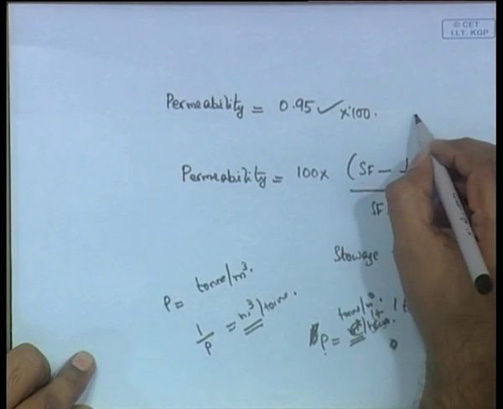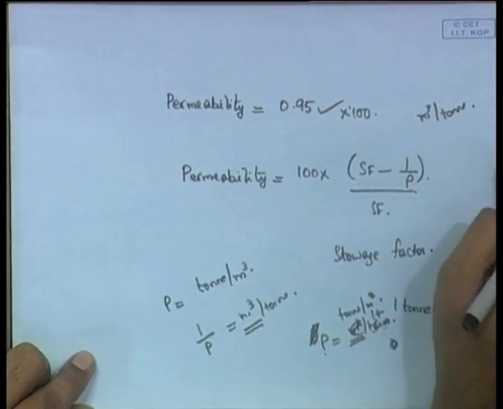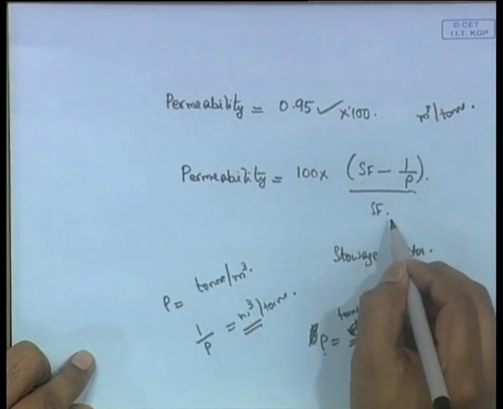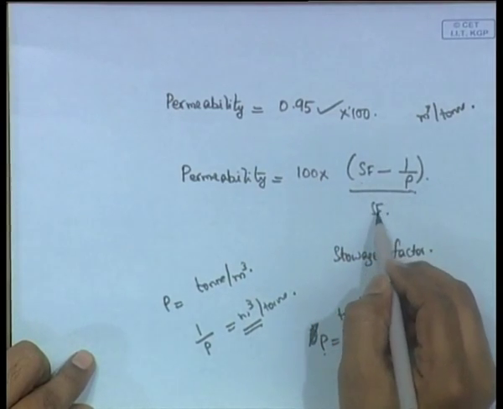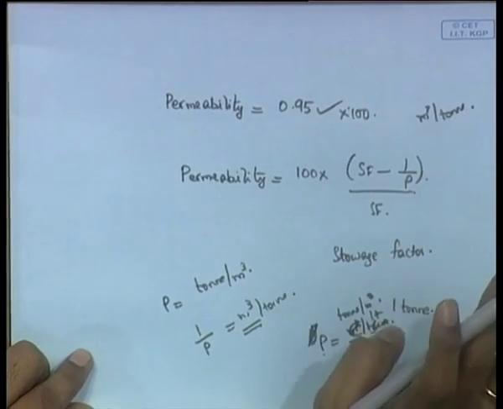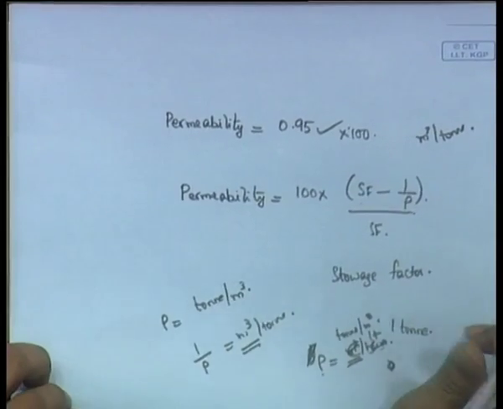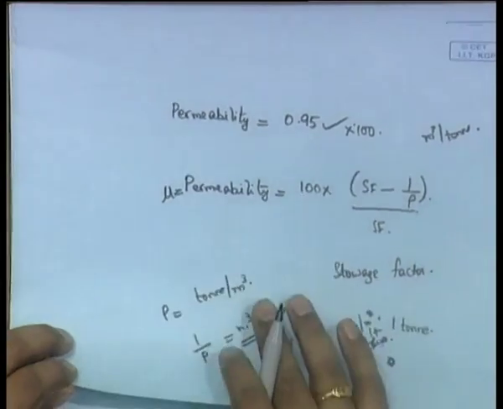Stowage factor is also given in terms of meter cube per ton, and therefore the whole thing is defined in terms of per ton. So this is meter cube minus meter cube divided by meter cube, and that gives you the permeability, the total volume that can be occupied by water. That is roughly the meaning of permeability, how much volume can be occupied by water. This is written as mu, that is the permeability.